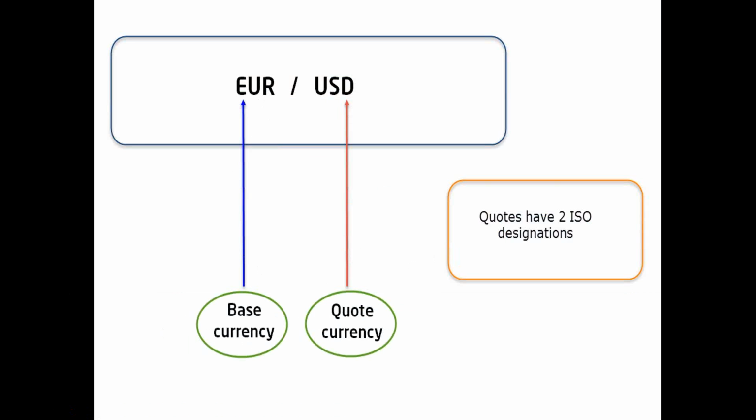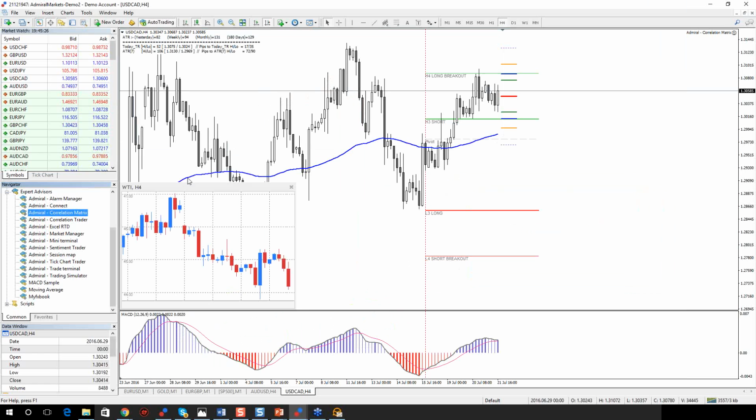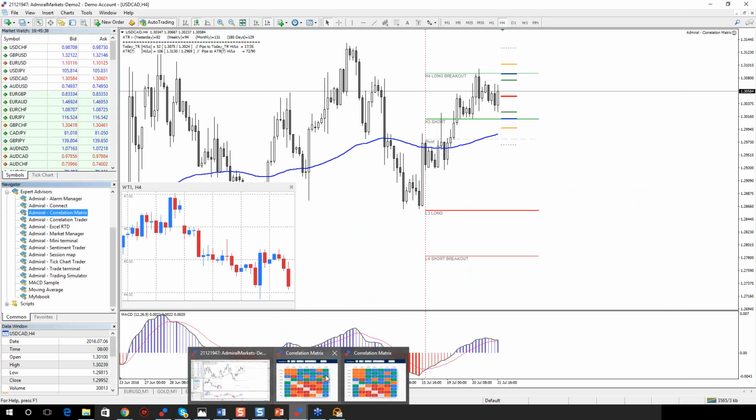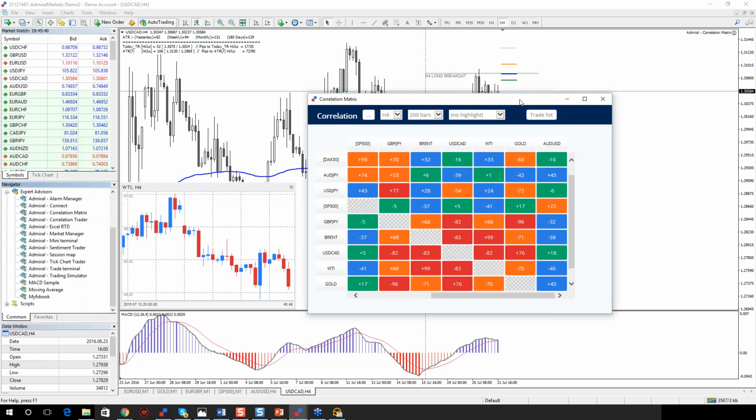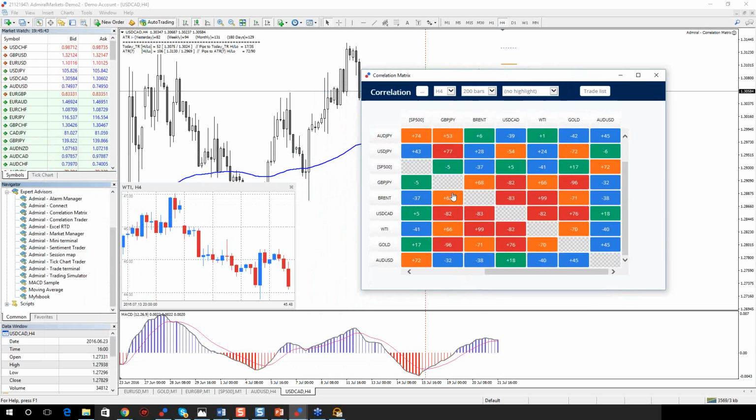Because of that, you cannot simply say, okay, I will trade just CAD. No, it's not just CAD. It's the base currency also, so dollar CAD, okay? And use the excellent tool named correlation matrix. It will help you really trade efficiently, okay? So you see the correlation.